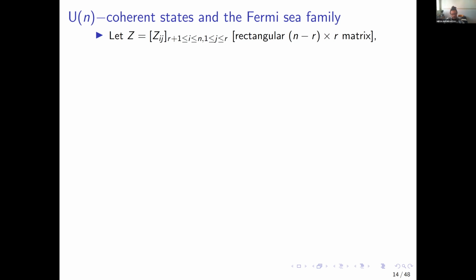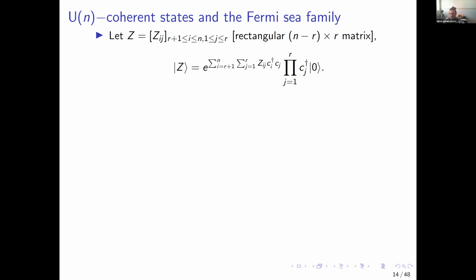Because we're interested in Chern insulators, let me introduce yet a third holomorphic family of states. Right now, it will be the U(N) coherent states, and I will call this family the Fermi family for physical reasons. And so in this setting, let us consider Z to be a rectangular (N - r) times r matrix.